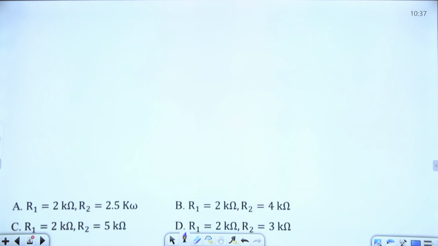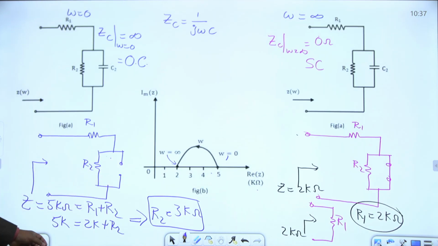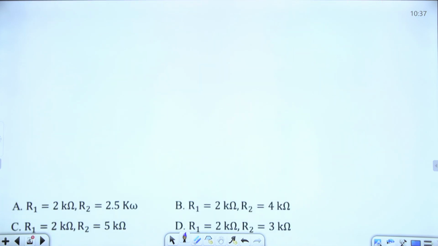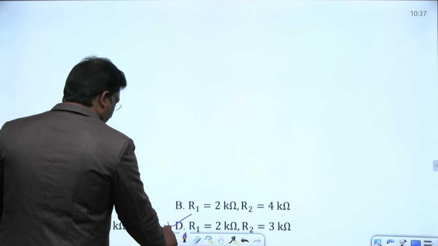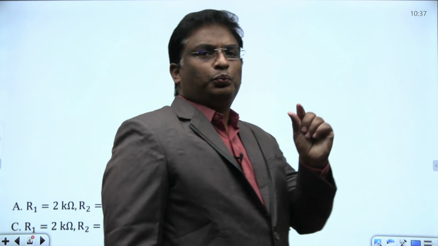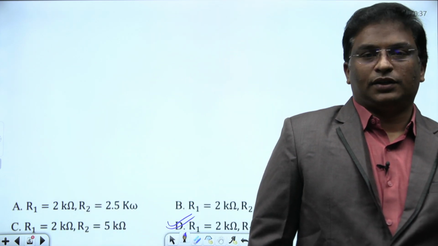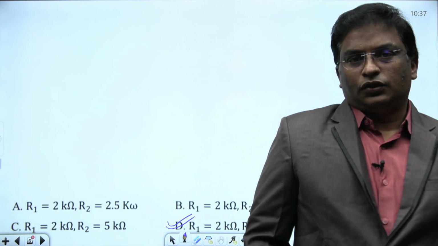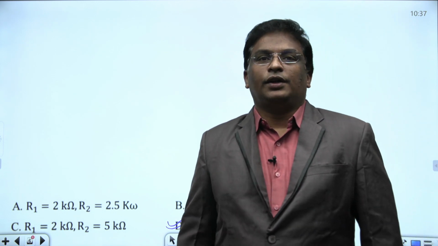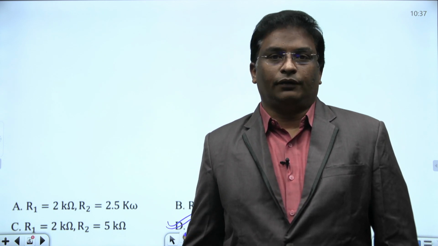R1 equals 2K, R2 equals 3K. This is the answer. Option D is the right answer for this question. This is also an MCQ question. That's all. Simple. We just required information about the impedance of a capacitor. A capacitor acts as a short circuit at omega equal to infinity and an open circuit at omega equal to 0.